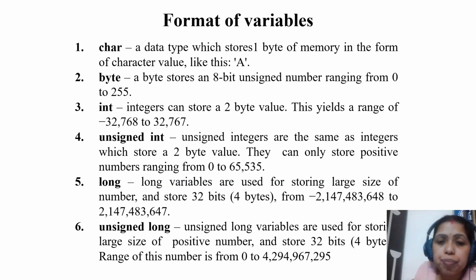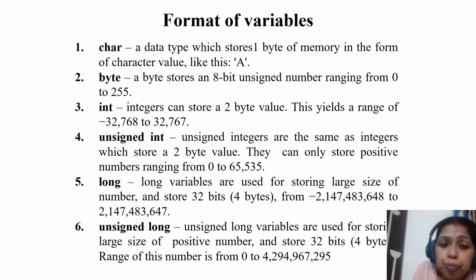Character means suppose you want to store A, B, C, D, this kind of character in one variable, then char is the data type. Byte is normally used for an unsigned byte value, 0 to 255. Int, you know, is used to initialize any kind of integer number. Unsigned int means that in a program you are storing only positive numbers, there is no significance of negative numbers, so you have to use the unsigned int data type.